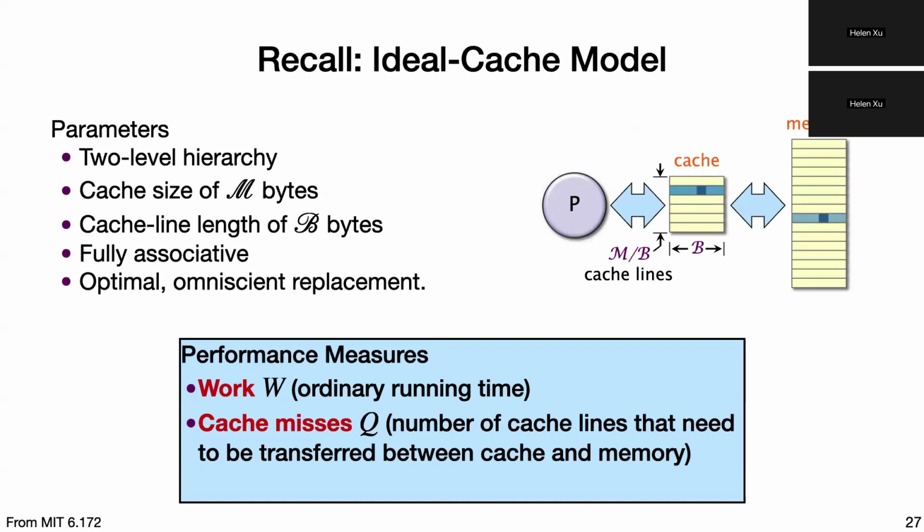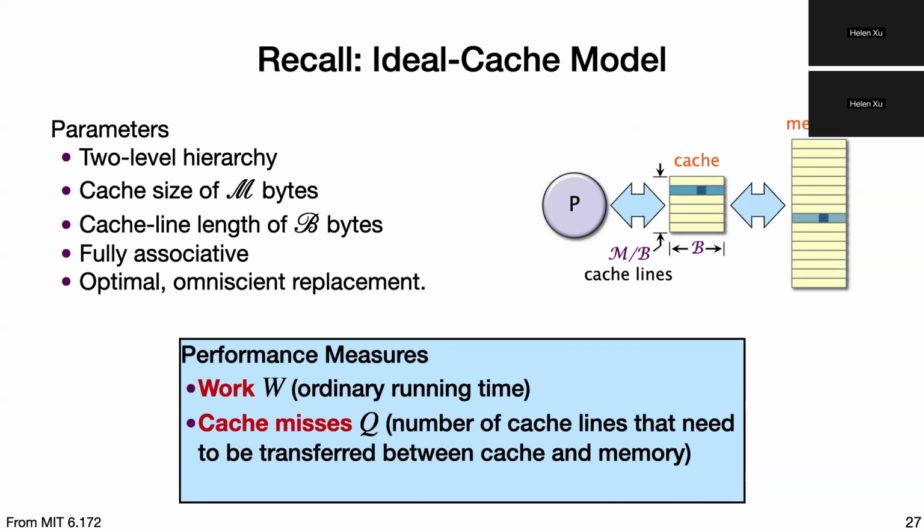So let's start with caching. Remember from last time, we were talking about this ideal cache model. In the ideal cache model, there are 2 layers of memory. You have one processor, and the processor interacts with this cache. And the cache is connected to this unboundedly large memory. In the cache, there are m bytes. Cache line is b bytes, so there are m over b cache lines.